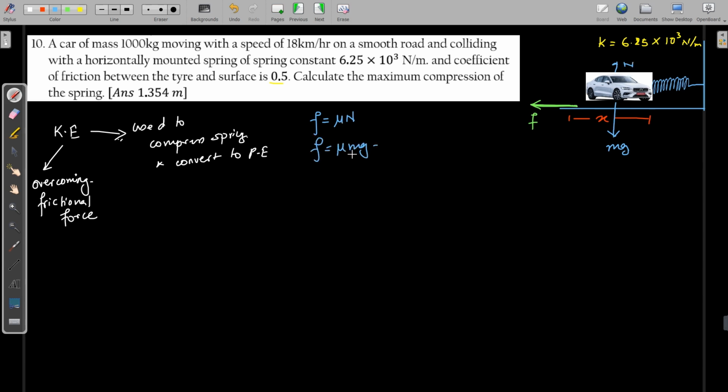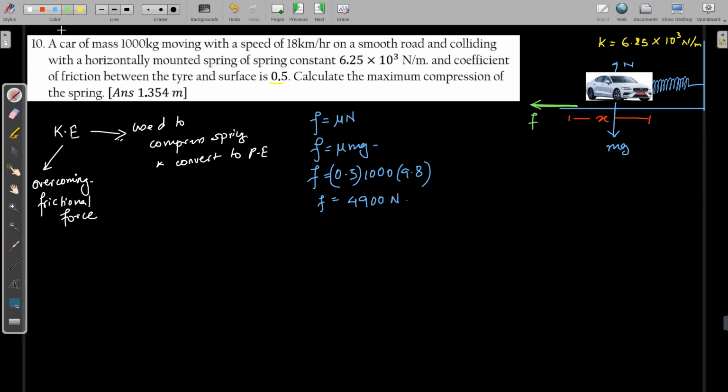So F should be equal to mu mg. Mu is how much? 0.5. M is how much? 1000. g is how much? 9.8. So if we calculate this, we get 4900 Newton as the frictional force.